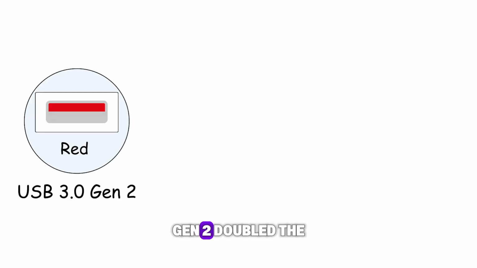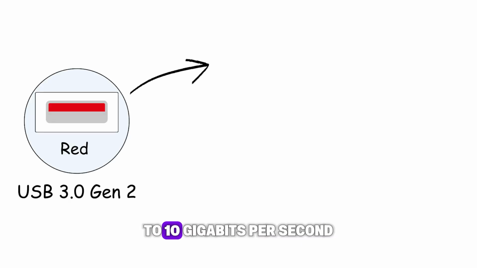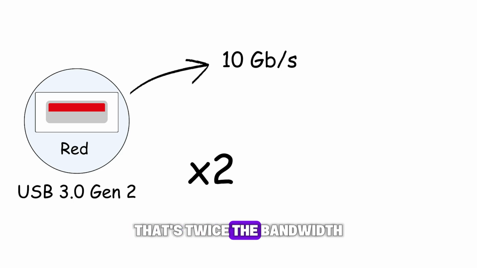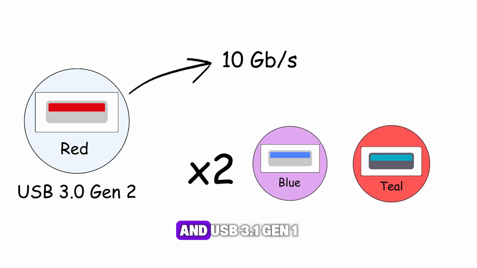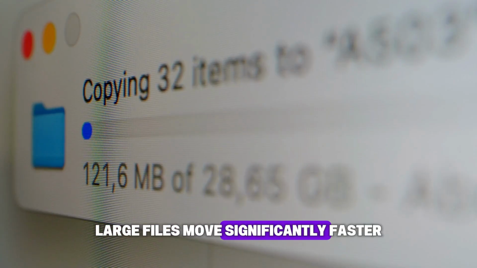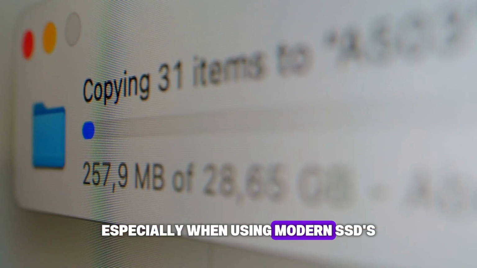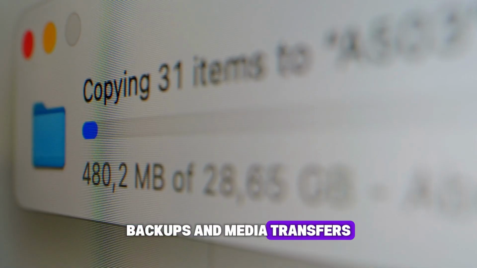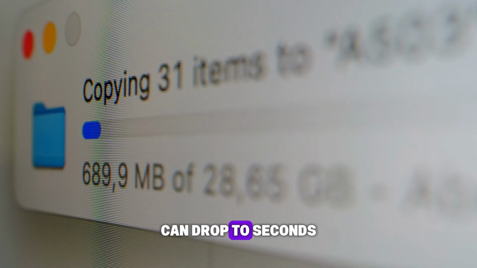USB 3.1 Gen 2 doubled the theoretical speed to 10 gigabits per second. That's twice the bandwidth of USB 3.0 and USB 3.1 Gen 1. In real-world terms, large files move significantly faster, especially when using modern SSDs. Backups and media transfers that once took minutes can drop to seconds.